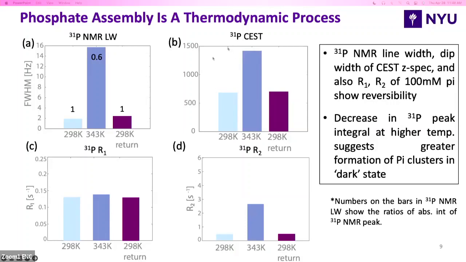The results show that the phosphorus NMR line width, the phosphorus CEST, and also R1 and R2 are all reversible. And you can see the numbers on the bars here are showing the ratios of the absolute integral of the phosphorus NMR peak. And the significant decrease of the absolute integral at higher temperatures further confirms the greater formation of phosphate clusters in the dark state. So our results on reversibility indicate that the phosphate clustering is primarily a thermodynamic process.